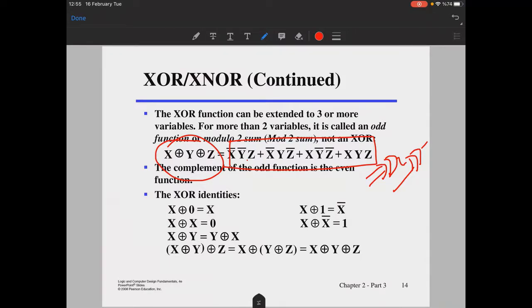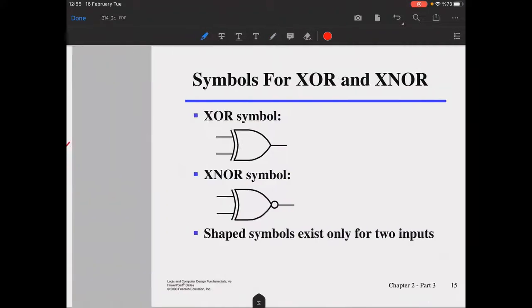Okay, so the XOR identities are, these are its properties. If you XOR an input with 0, you will get itself. If you XOR an input with 1, you will get inverse of it. If you XOR an input with itself, you will eventually get 0. And if you XOR an input with its inverse, you will eventually get 1. So it is commutative and associative as well.